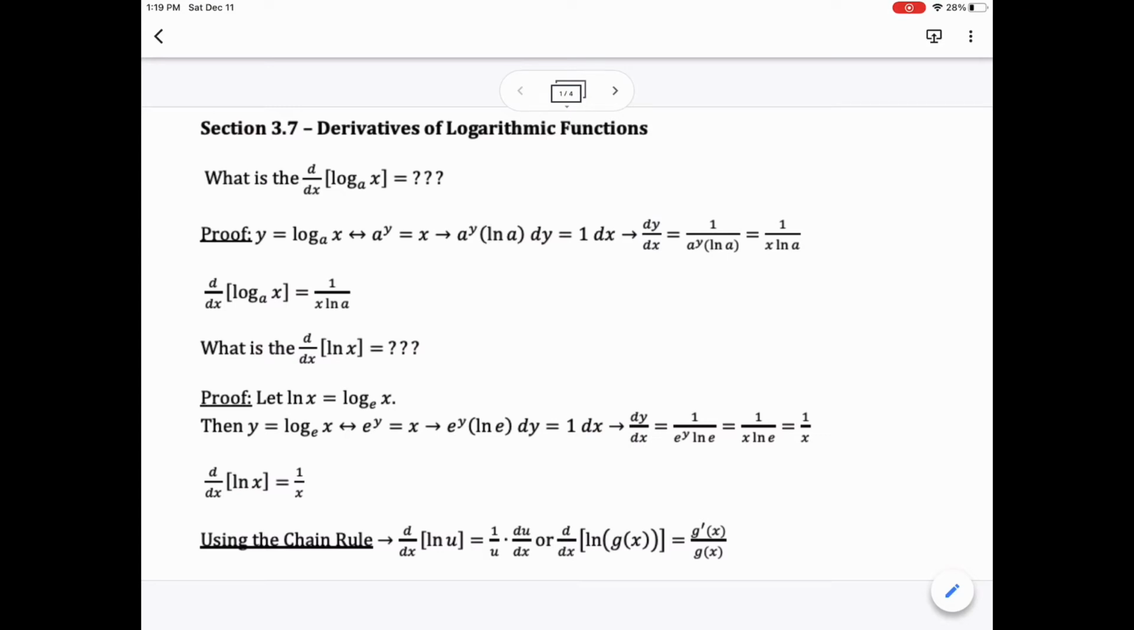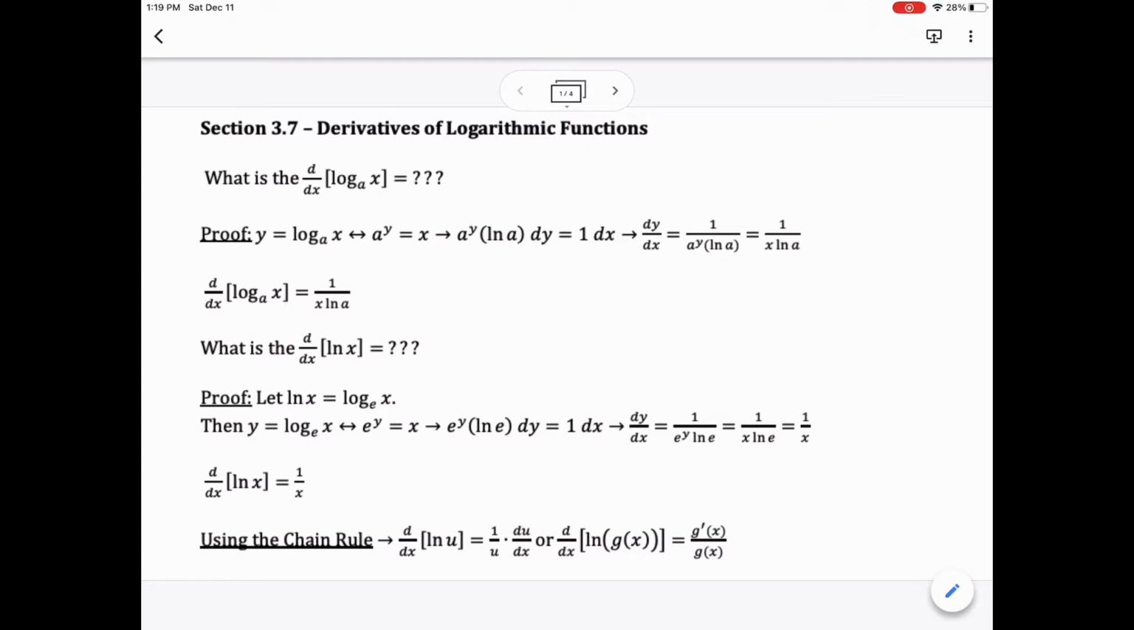Today's lesson is over section 3.7, where we will talk about the derivatives of logarithmic functions. Okay, so we have two new differentiations to talk about. So log of x with a base of a. So remember, a can be any value or any constant.